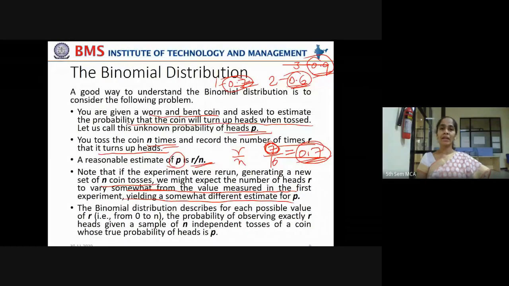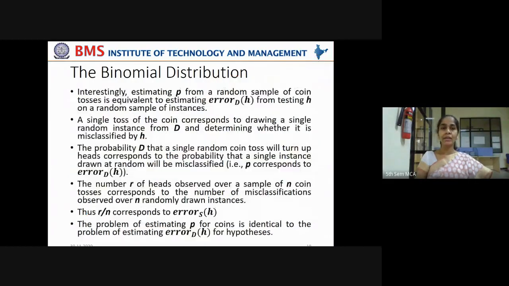They differ slightly. The binomial distribution describes, for each possible value R from 0 to n, the probability of observing exactly R heads given a sample of n independent tosses of a coin whose true probability of heads is P. The binomial distribution helps us to tell the distribution of the probability across various experiments, if you take different samples with the same number of instances n. Did you understand?